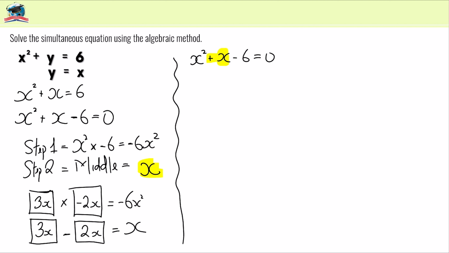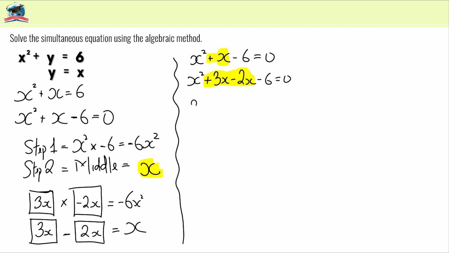Okay, so we have what? We're going to replace it. We're going to have our x squared. So instead of that plus x, we're going to replace it with 3x minus 2x. We have plus 3x minus 2x. Now this will still give us what? It will still give us x, because plus 3x minus 2x will give us x. So good. We now have minus 6 is equal to 0. Excellent.